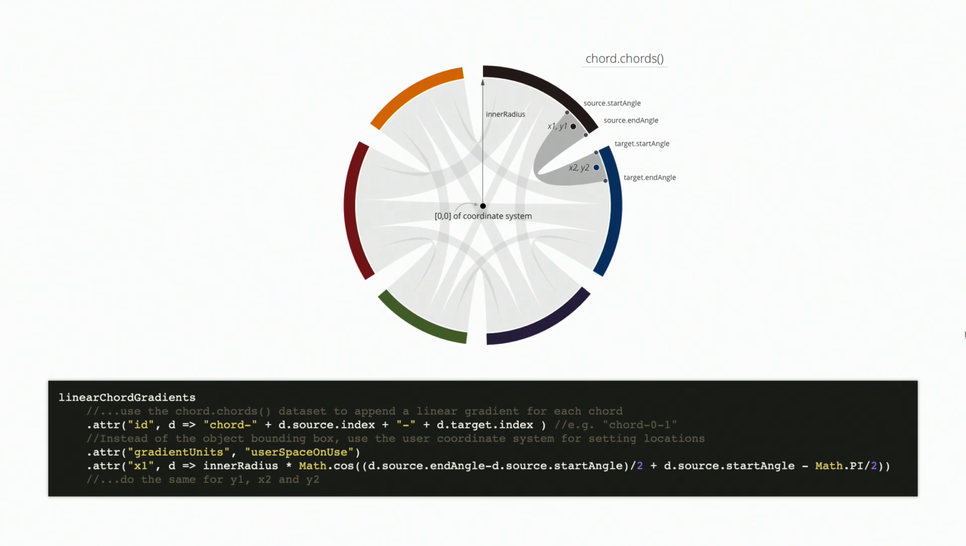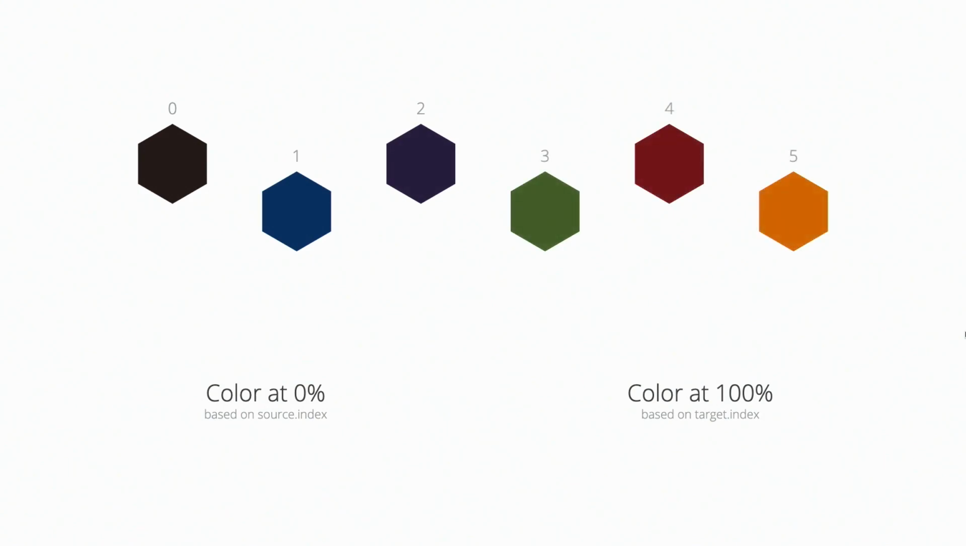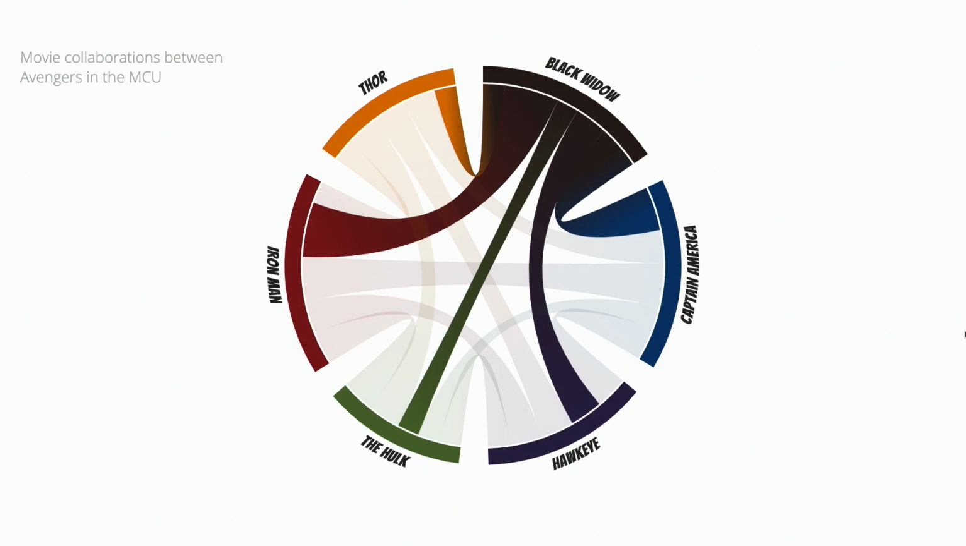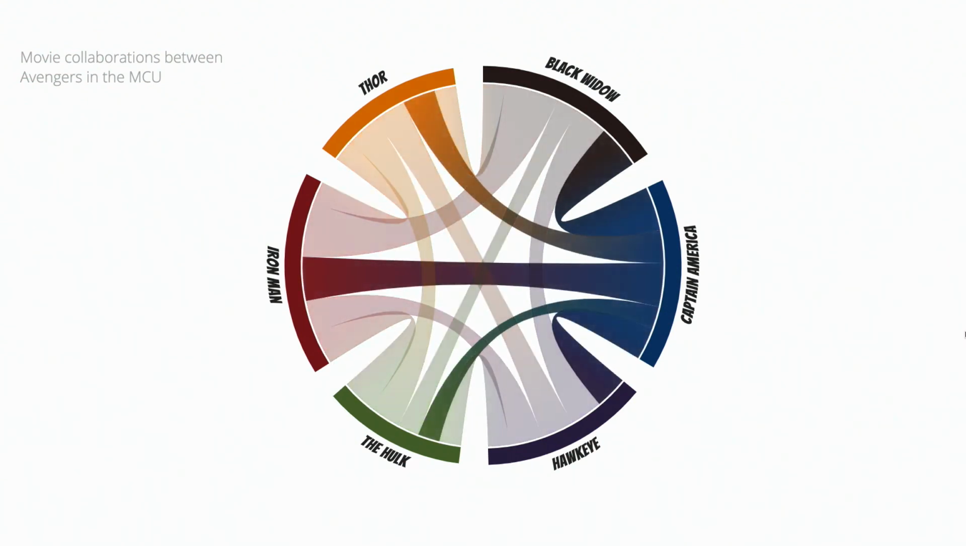So after having set these directions, all you have left to do is append two color stops. One at 0% that's colored according to the Avenger at the source, and another one at 100% that's colored according to the Avenger at the other end. And with these changes, this is the result, which I feel is now a much better representation of both the Avengers that each of these chords links.